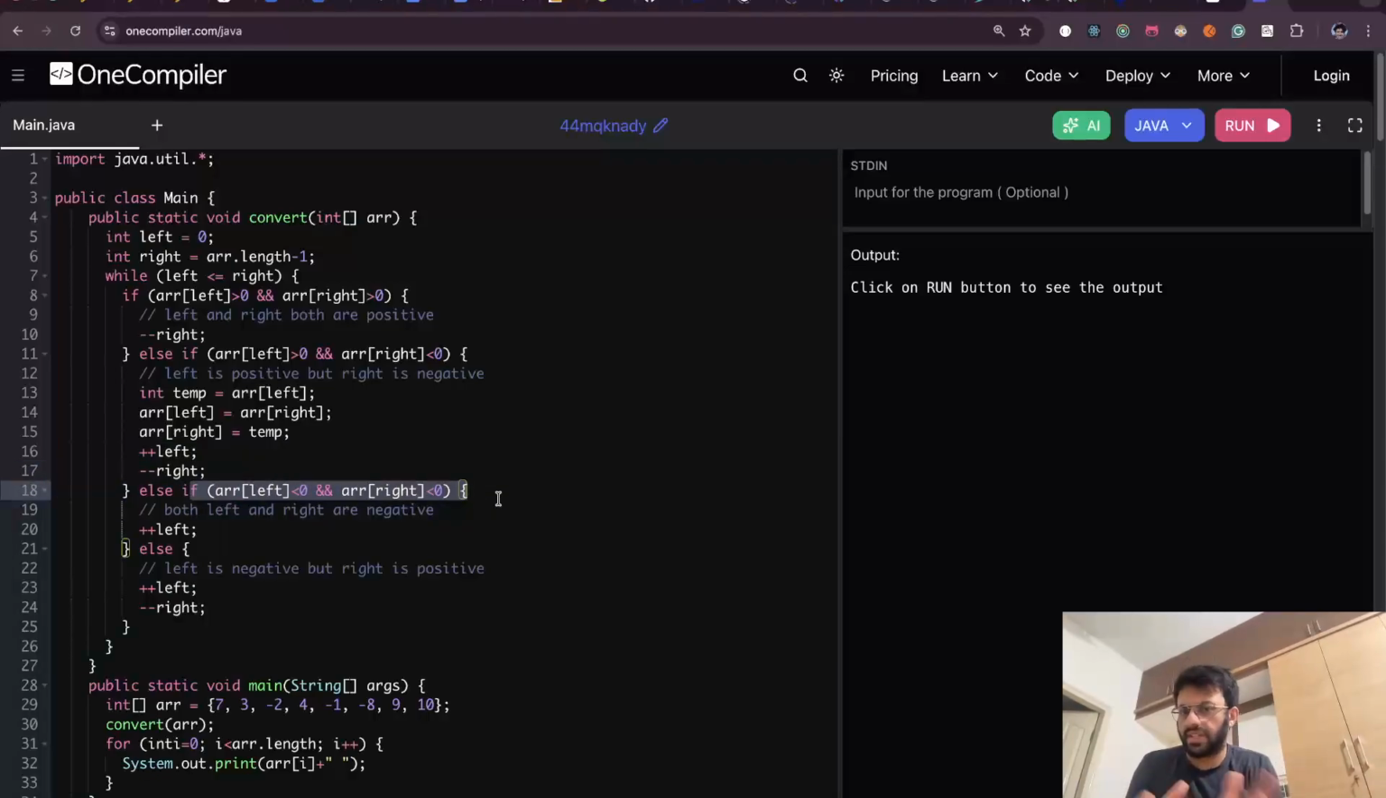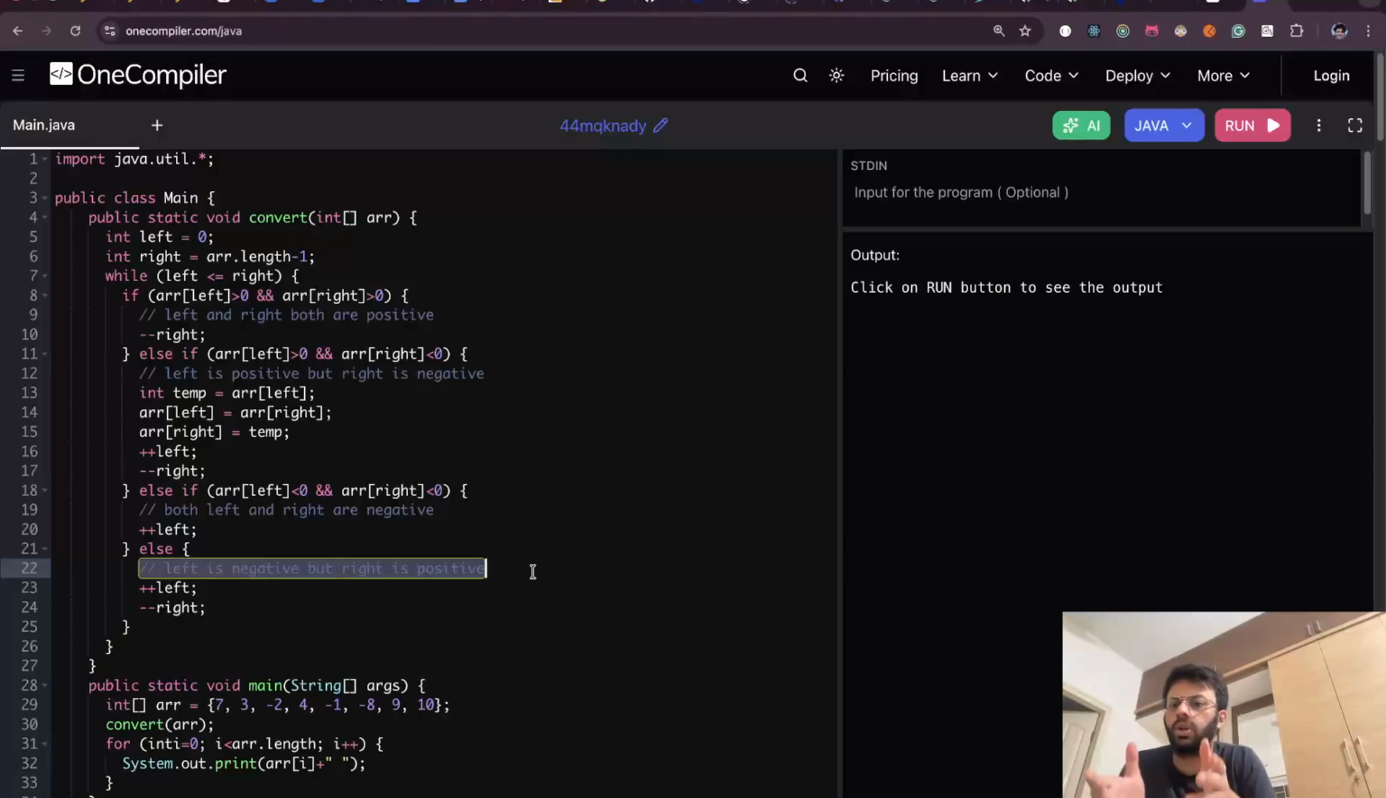Then left is negative, right is negative. Left should have negative and it has negative. Right should have positive, but it has negative. So right is wrong and left is correct. Since left is correct, I will move left in hopes that left will also get a wrong one. And once I get a wrong in both, I will swap them. And here in the else condition, at last, left is negative, right is positive. So both are correct. Left is negative and left should have negative. Right is positive and right should have positive. So both are correct. Sorry, we won't do anything. Okay, both are correct. So we will move the left pointer ahead. Right pointer also, I'll move it.